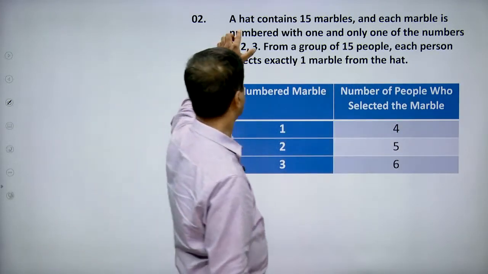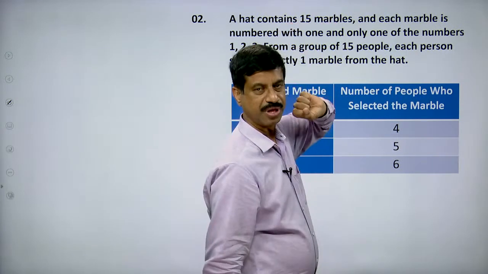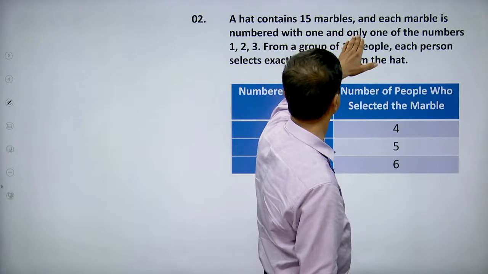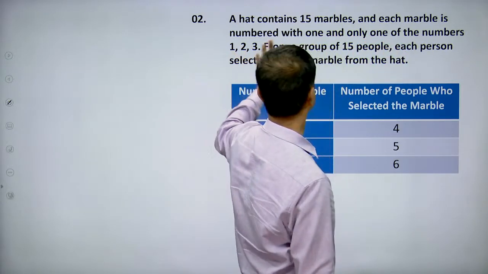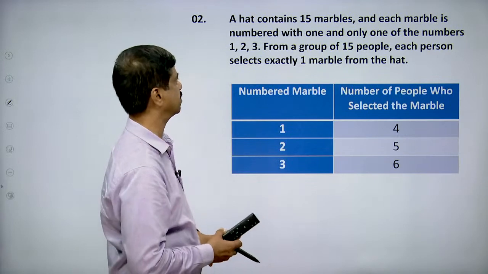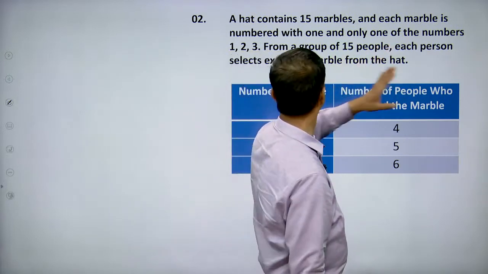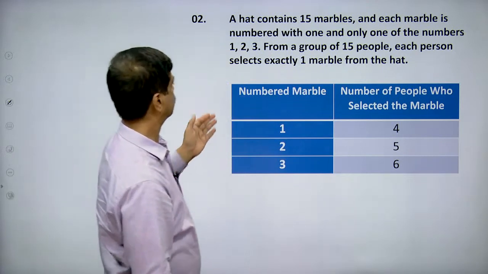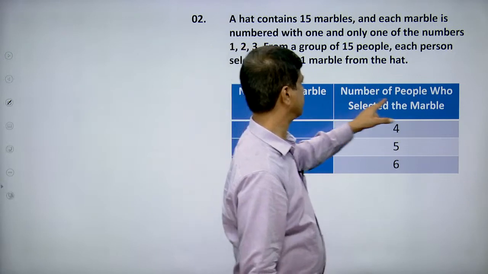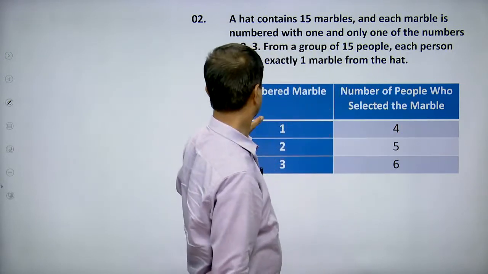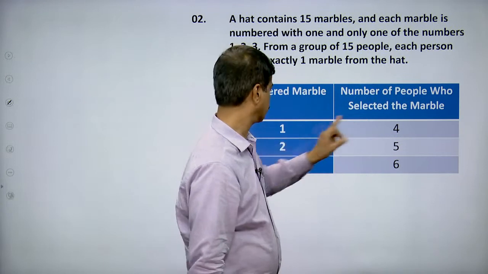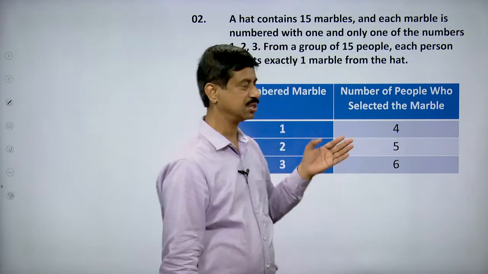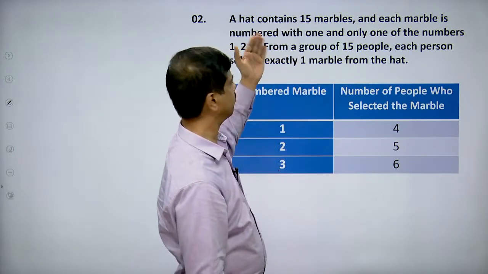A hat contains 15 marbles, and each marble is numbered with one and only one of the numbers 1, 2, 3. So 15 marbles, there will be 15 numbers. From a group of 15 people, each person selects exactly one marble from the hat. Then he gave a table: number of people who selected the marble with number 1 are 4, with number 2 are 5, with number 3, 6. The sum should be 15 because there are 15 people and 15 marbles.